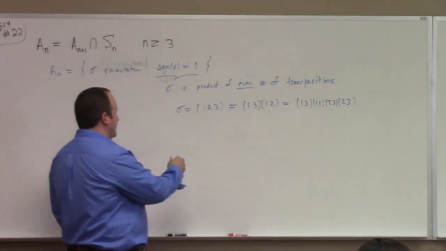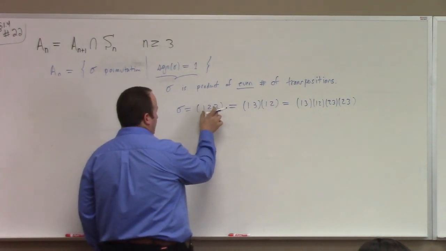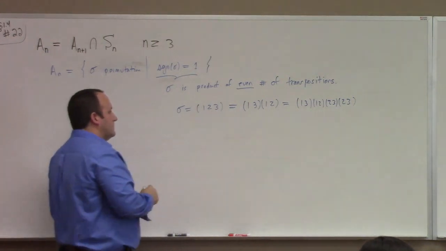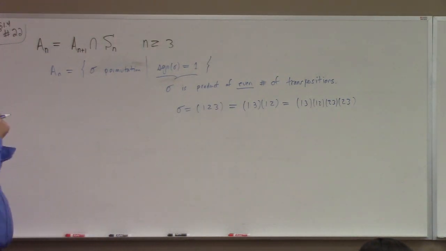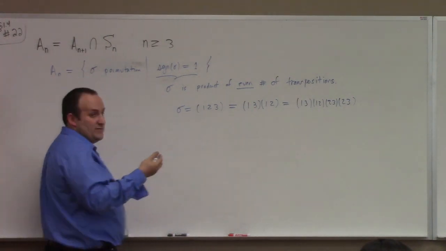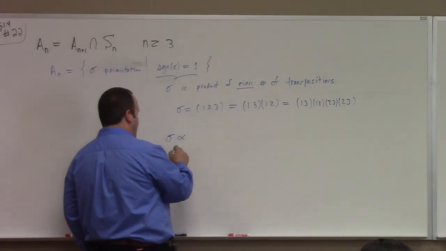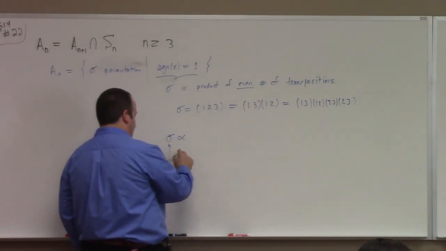So long story short, an odd length cycle ends up being an even permutation. An even length cycle ends up being an odd permutation, right? And so what if you have two even permutations? If sigma and alpha are both even, what happens?